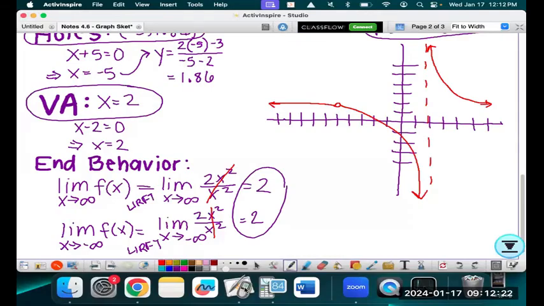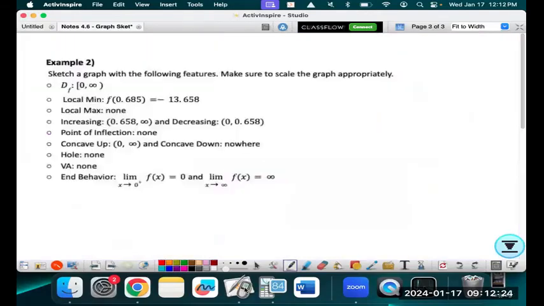All right, let's move on to our last example. Example 2, sketch a graph with the following features. Make sure to scale the graph appropriately. So I want you to look at all of the x values and all the y values and think about what a good range in both of the axes would be.